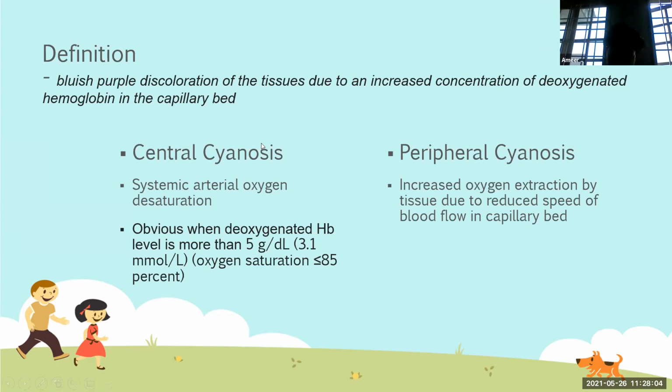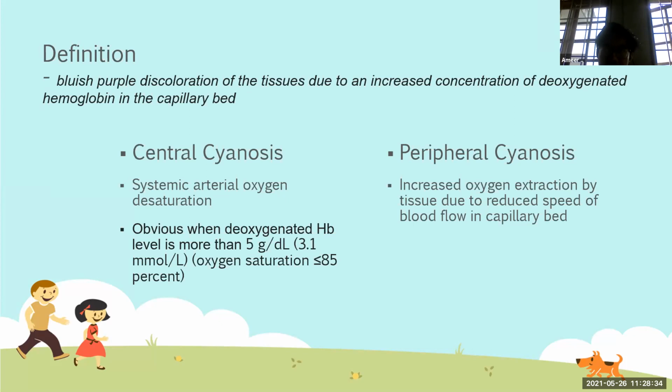Okay, so there are two types of cyanosis. The first type is central cyanosis. Central cyanosis is a bluish discoloration that is caused by systemic arterial oxygen desaturation, and it is obvious when the deoxygenated hemoglobin level is more than 5 grams per deciliter, and this is equal to oxygen saturation 85% or less.